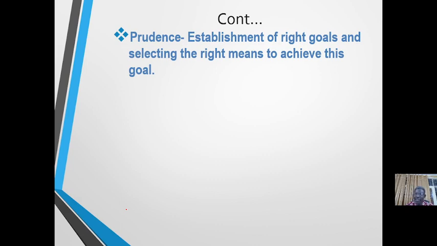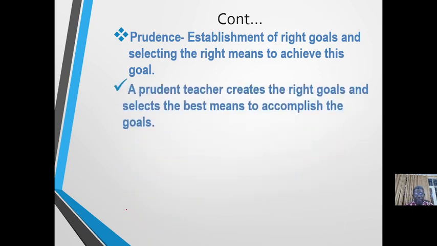A teacher exercising prudence will only produce what's desirable amid the diverse goals facing him. And of course, a prudent teacher creates the right goals and selects the best means to accomplish them. You see, we are faced with a lot of issues. The school year, or the school calendar, is full of activities. Still, we have to ensure that we teach our students. How do you balance the two? It's when you are able to plan.